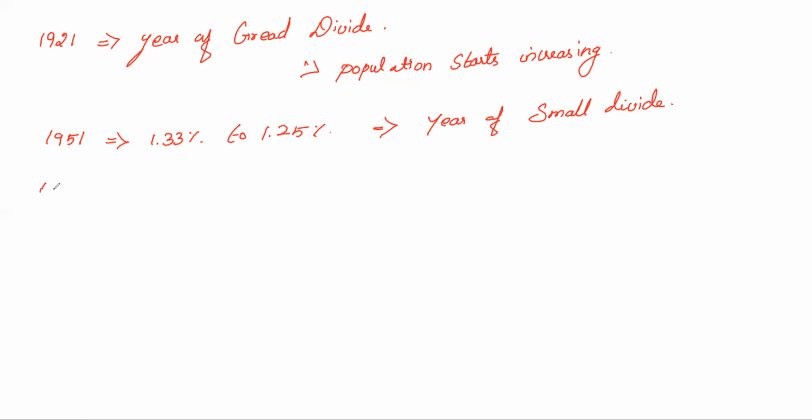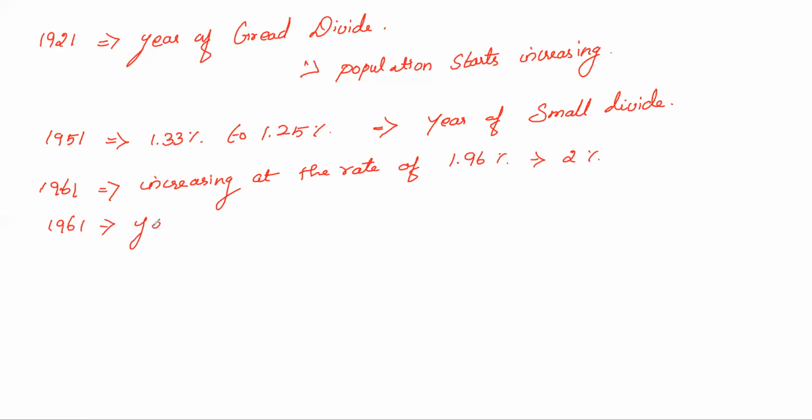Okay, so 1961 population started increasing at the rate of 1.96 percent, that is 2%. Okay, hence 1961 is known as the year of population explosion.